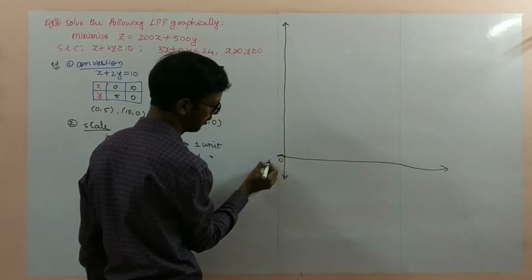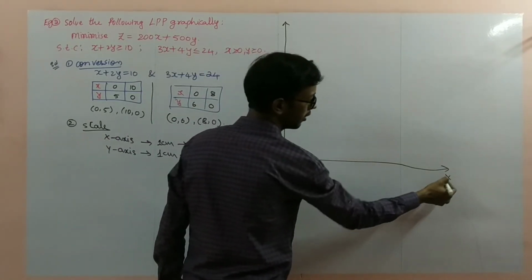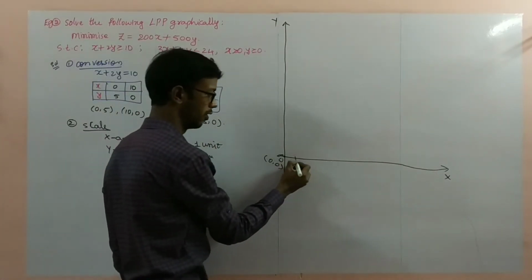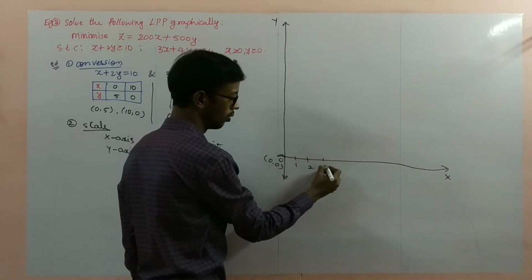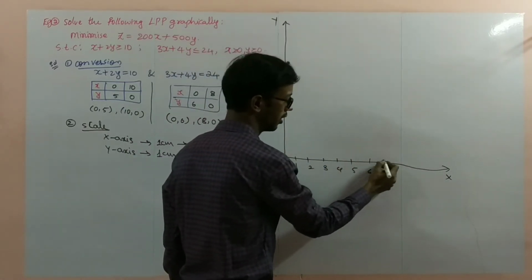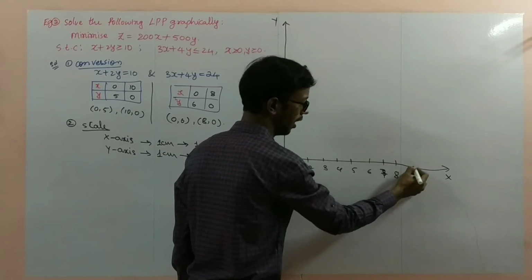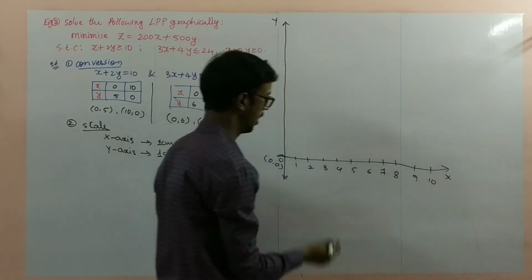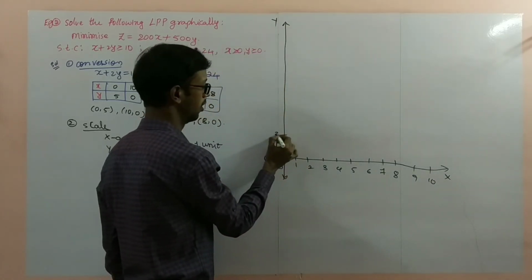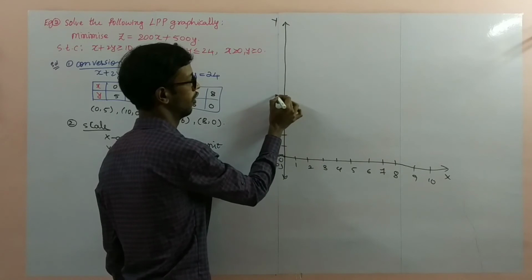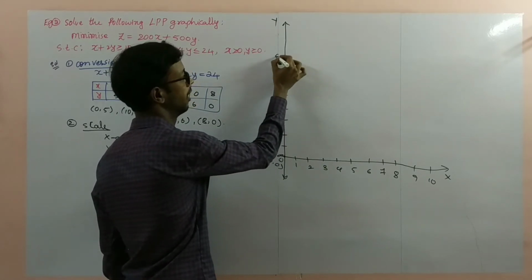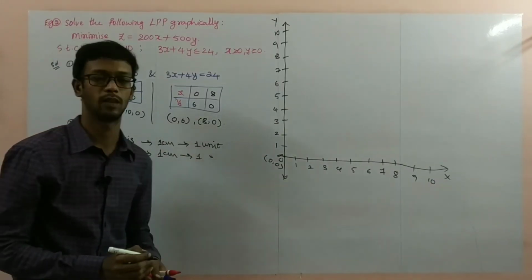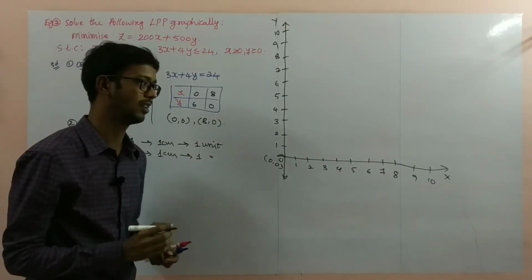So this point is the origin, 0 comma 0, and this is the x-axis, this is the y-axis. Each number carries one unit. The boxes will be there: 1 2 3 4 5 6 7 8 9 10, and 1 2 3 4 5 6 7 8 9 10. So I took 10 here, taking 1 centimeter as 1 unit.